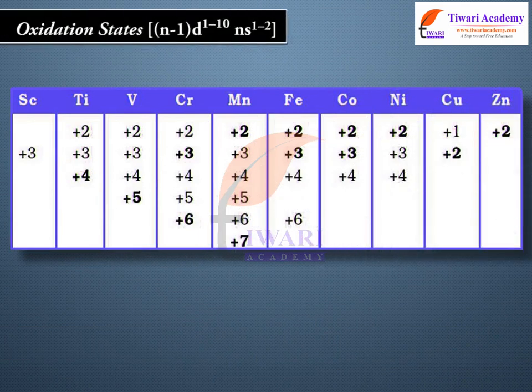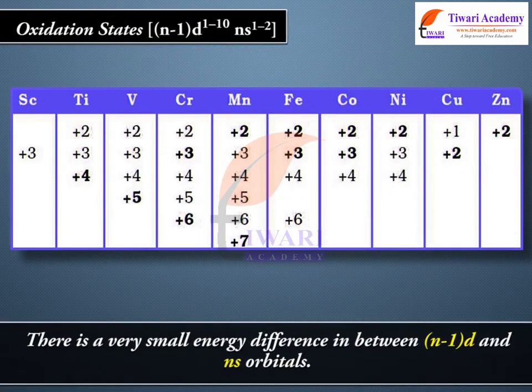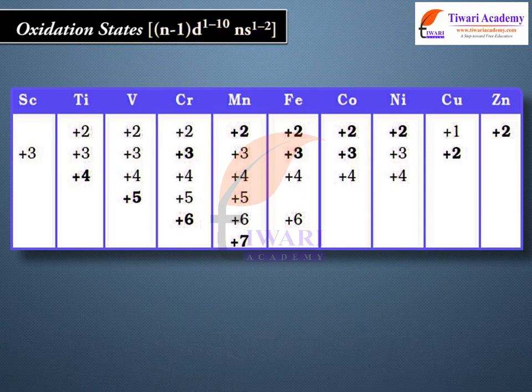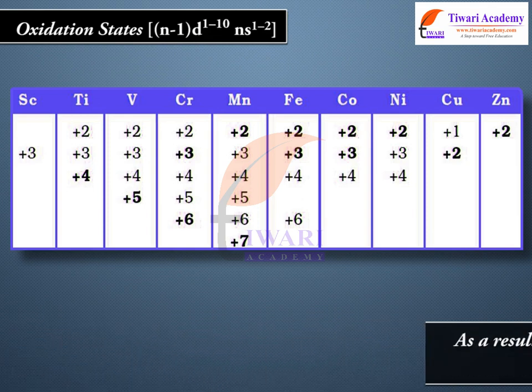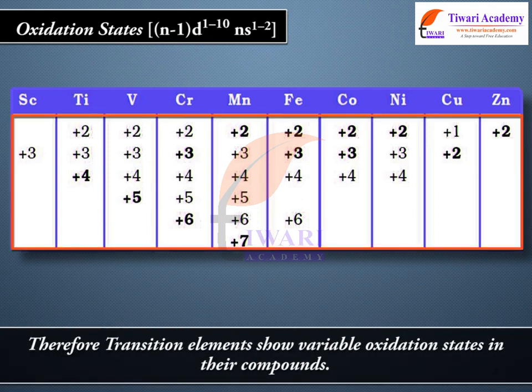Oxidation states. There is a very small energy difference between n-1 d and ns orbitals. As a result, electrons of n-1 d orbitals as well as ns orbitals take part in bond formation. Therefore, transition elements show variable oxidation states in their compounds.